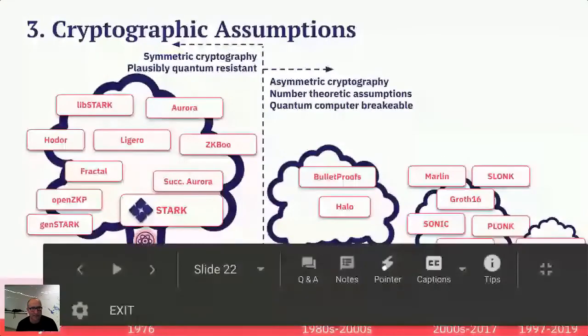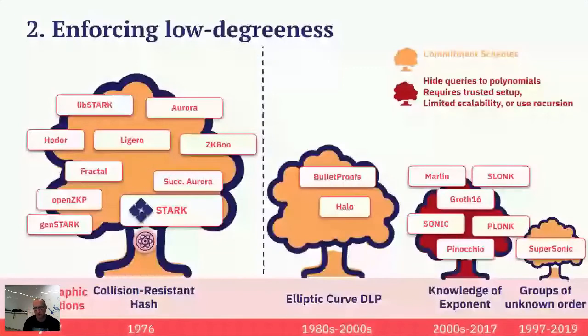So the next aspect I'd like to discuss is how do you enforce low degreeness? Again, this is a very, very high-level view, and even this distinction does a disservice to all the nuances of the different ways that you enforce low degreeness. But at a very high level, three of the trees use various kinds of commitment schemes. Some of them are linear commitments, like Bulletproofs and Halo. Some of them are not even linear commitments, all the ones on the leftmost side. There's no additive homomorphic structure that one can use.